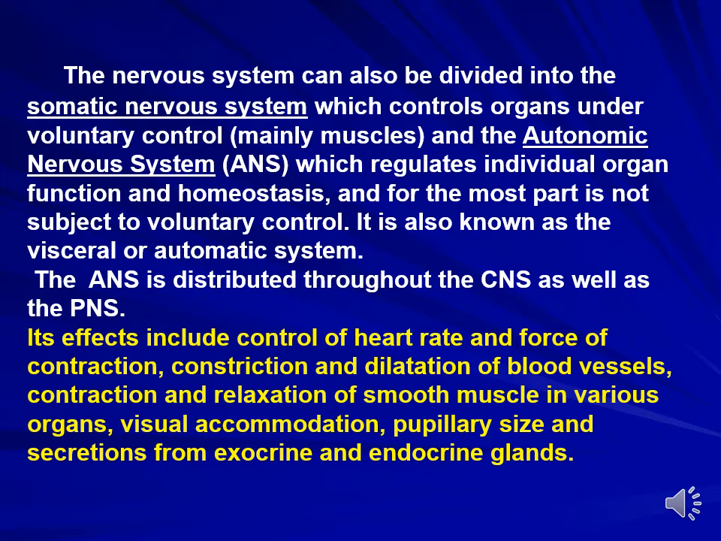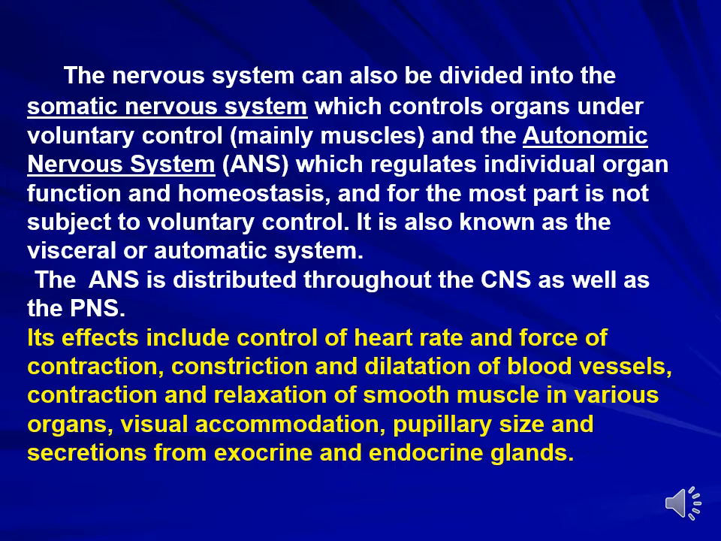The nervous system can also be divided according to function into a somatic nervous system and an autonomic nervous system. The somatic nervous system is that part that controls the organs under voluntary control, mainly muscles. And the autonomic nervous system is that part of the nervous system that regulates individual organ functions and homeostasis, and for the most part is not subjected to voluntary control. It is called the autonomic, automatic, or visceral system. We are concerned with the autonomic nervous system.